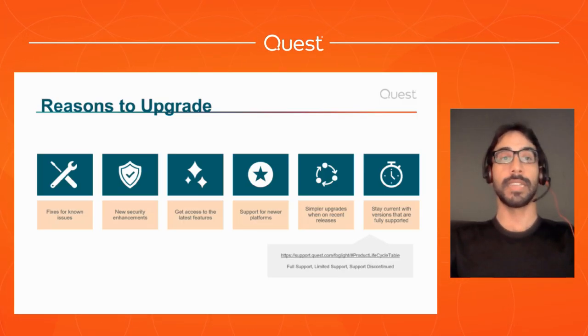And last but not least, it would be staying current with versions of the product that are still fully supported. We encourage our customers to be on a fully supported release, as this ensures that support and development teams can provide the best assistance possible whenever an issue arises. We'll usually provide support for the current and prior versions of the product. But for more information about our product lifecycle, you can visit our support portal, where you'll find information about the versions and the dates for which each product is under full support, limited support, and support discontinued.